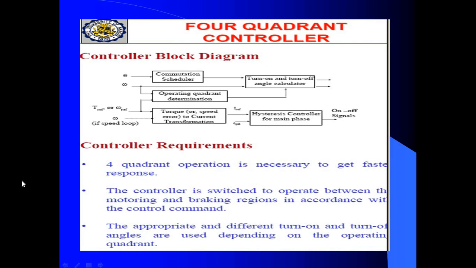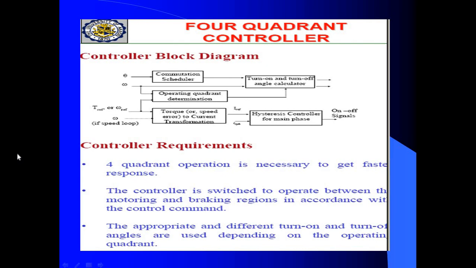Here the torque speed error to current transformation. Here the torque will be the measured torque input and also the omega, the angular velocity reference. If the speed loop is in this, it will be mentioned for omega. Here the hysteresis controller for main phase, that means on and off signals.